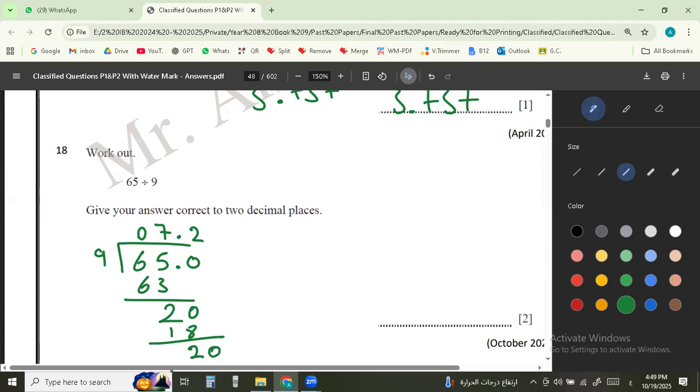It is 7.2 with a dot notation above the 2, which means what? It is 7.222, but they want it to 2 decimal places, so it's just 7.22 because I cannot round more than that. The digit after the second decimal place is small, so it's 7.22.